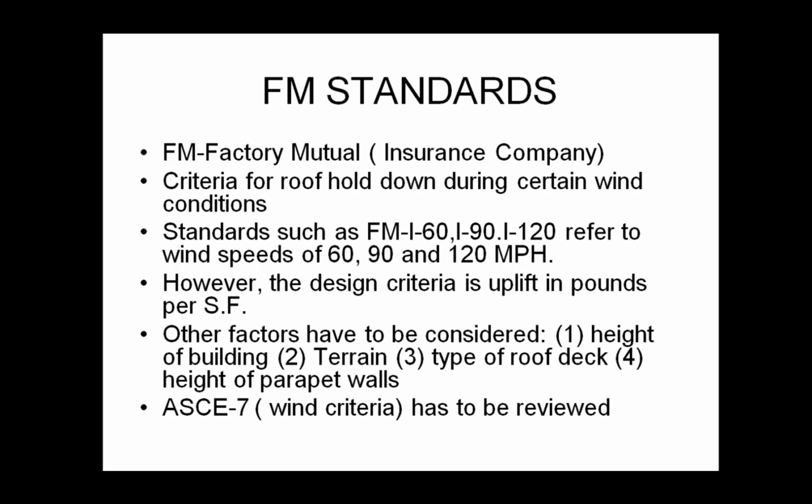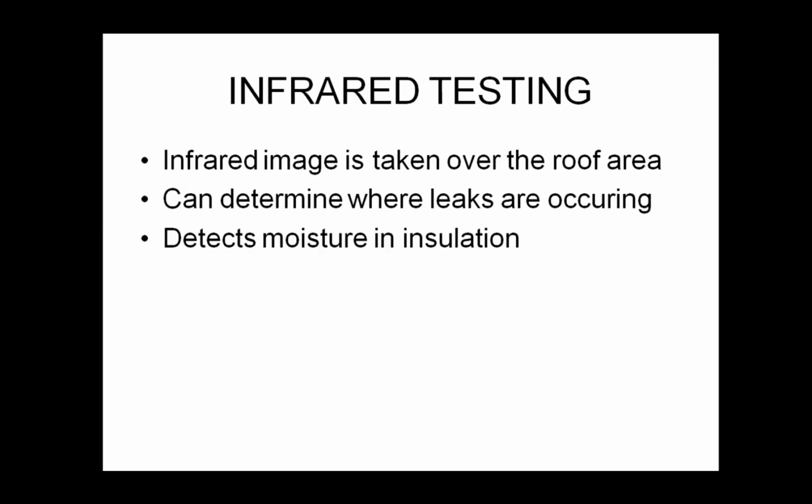ASCE-7 is the wind criteria that has to be included and reviewed as part of the design. Now, other ways to test a roof if you know you have some issues and you're only getting the localized leakage, but when there's one leak, there's probably others on their way, so you might want to do some kind of testing. Infrared is a way to do that testing, and what it does is detects moisture in the roofing.